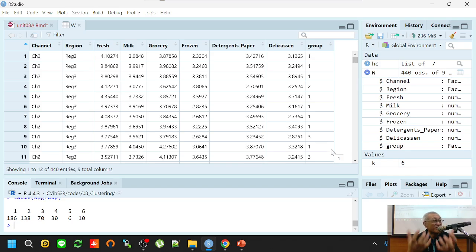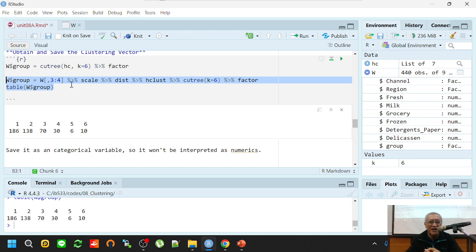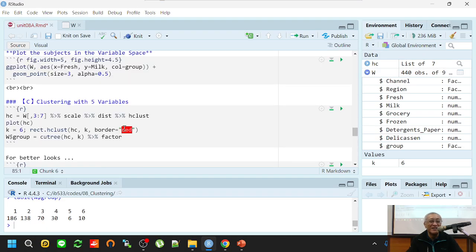So this is clustering, and this is how we do clustering in R. A lot of steps, but don't worry about that, because I can chain everything together and do it very easily, right?